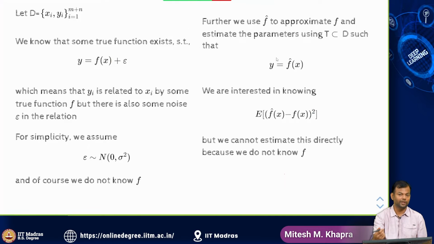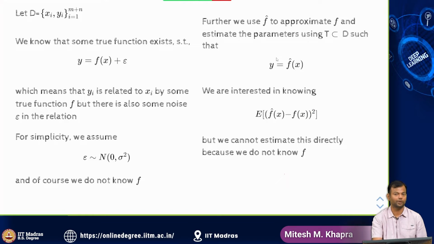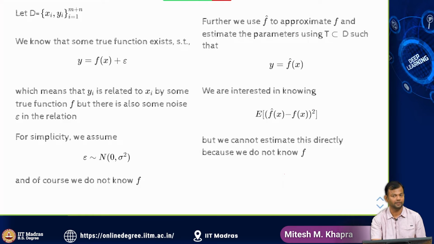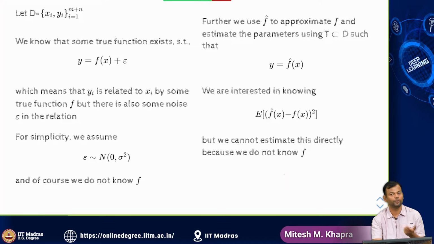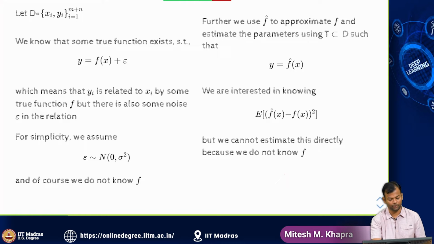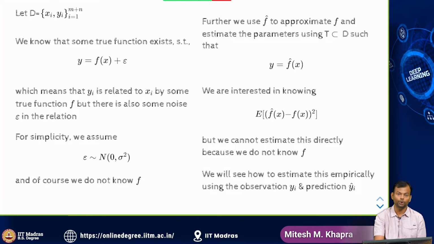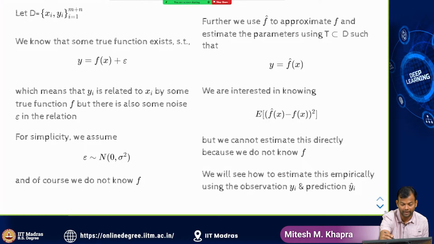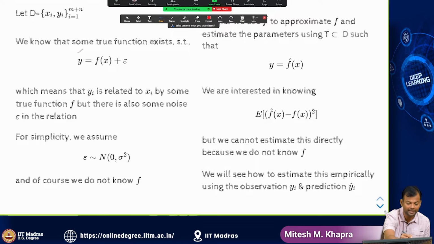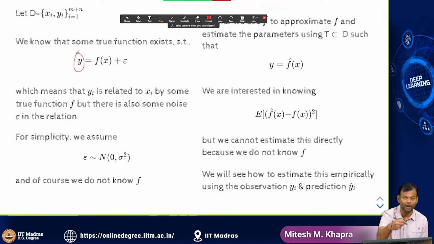But of course we cannot estimate this directly, because this requires us to know f of x, and we don't know f of x. So how do we compute this, because this has a quantity that we don't even know? But we will still be able to estimate this empirically, because although we don't know the true function f, we have been given a lot of training points where these y's are known.